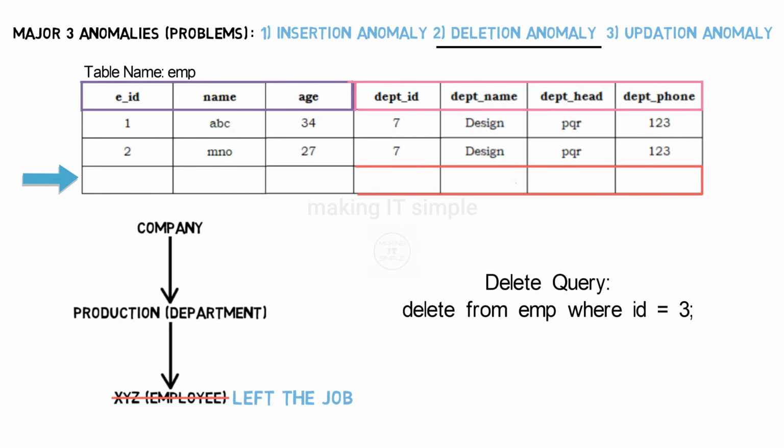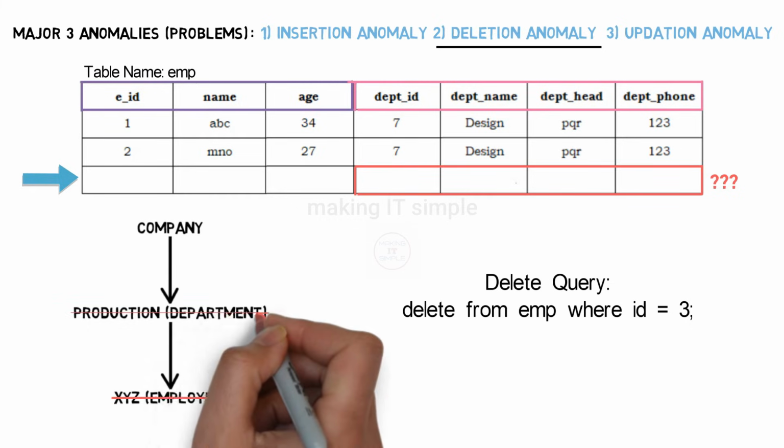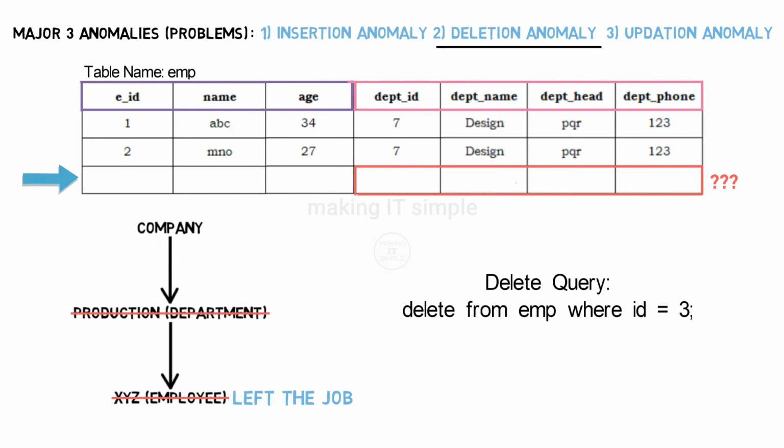But after we delete the data of employee XYZ, we have no information left about the production department. When we deleted the employee data, as he was the only employee in production department, the department details like department ID, department name, department head and department phone also got deleted. And this is said to be the deletion anomaly.